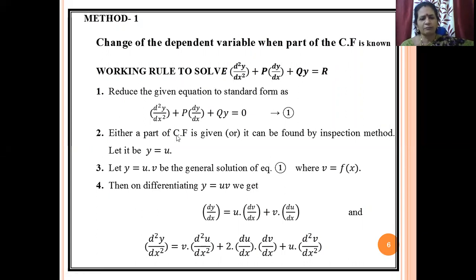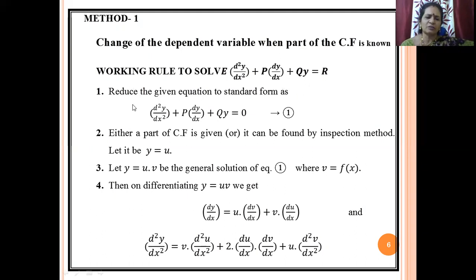So I have given some working rule here. What is the working rule? Some steps I have given. This is a working rule to solve a linear equation of second order with variable coefficients, that is d square y by dx square plus p into dy by dx plus qy is equal to r.